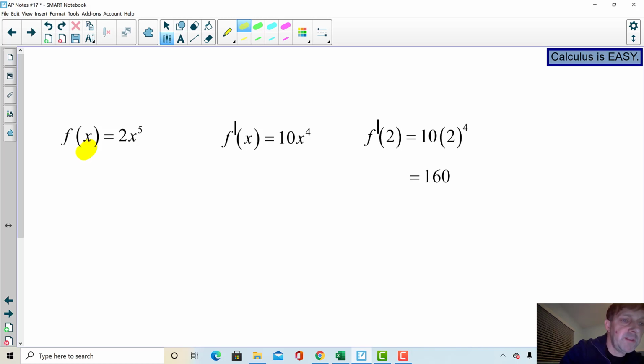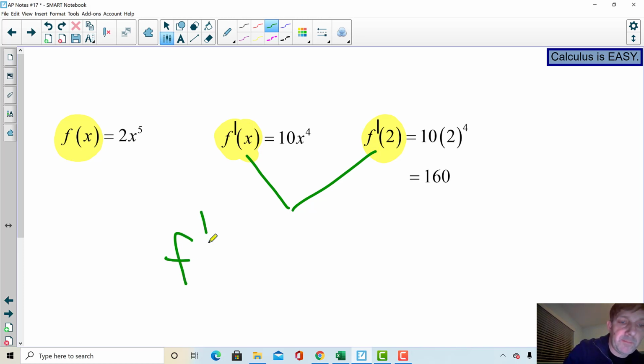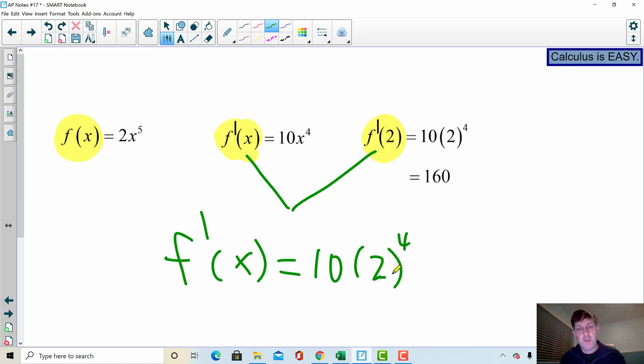So make sure you understand the difference between f of x, f prime of x, and f prime of a number. A common mistake that we notice on the AP test is that people combine these two things. They write f prime of x, but then they plug the 2 in. And this is really bad notation.